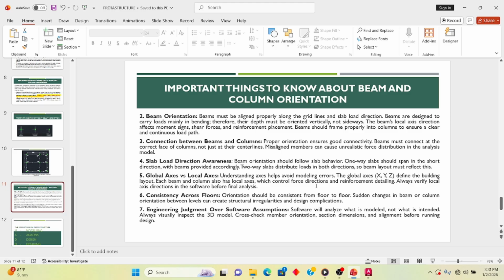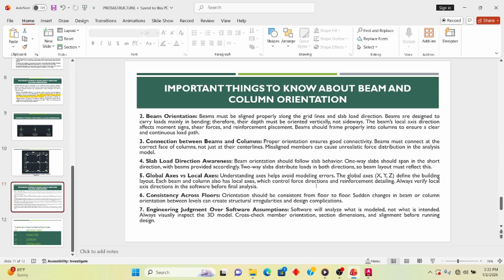Also, another thing you need to note is the connection between beams and columns. Now, orientation ensures good connectivity. Beams must connect at the correct face of columns, not just their center lines. Misaligned members can cause unrealistic force distribution in the analysis model.